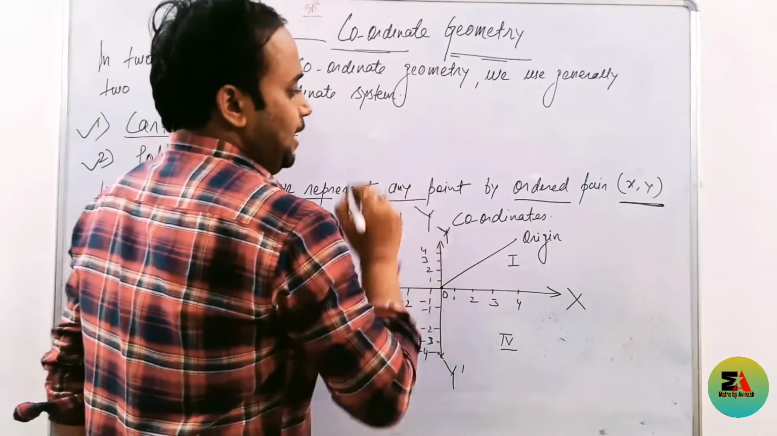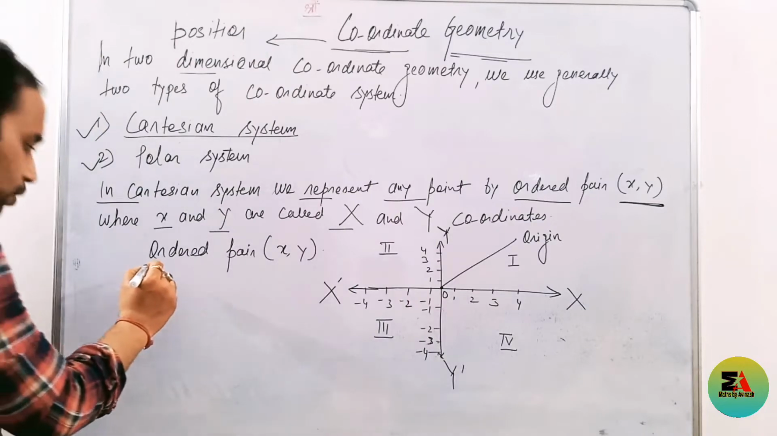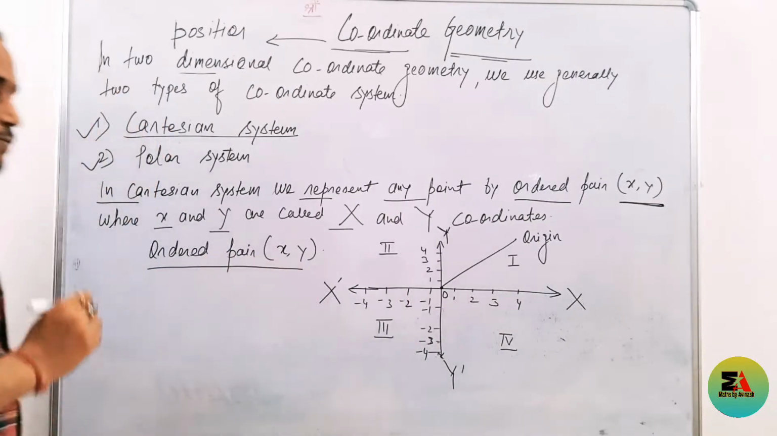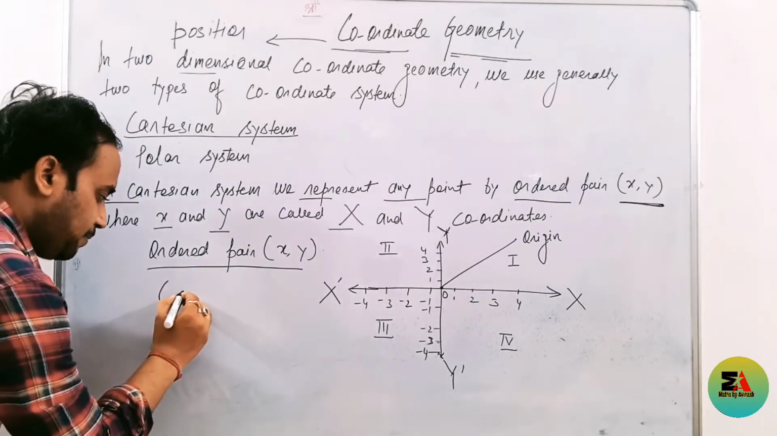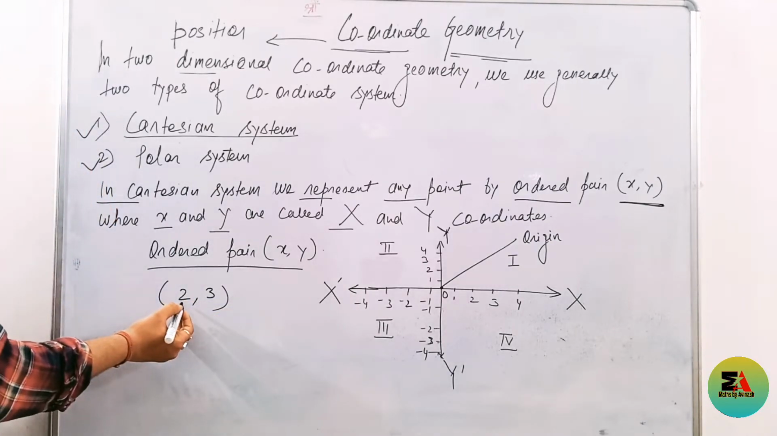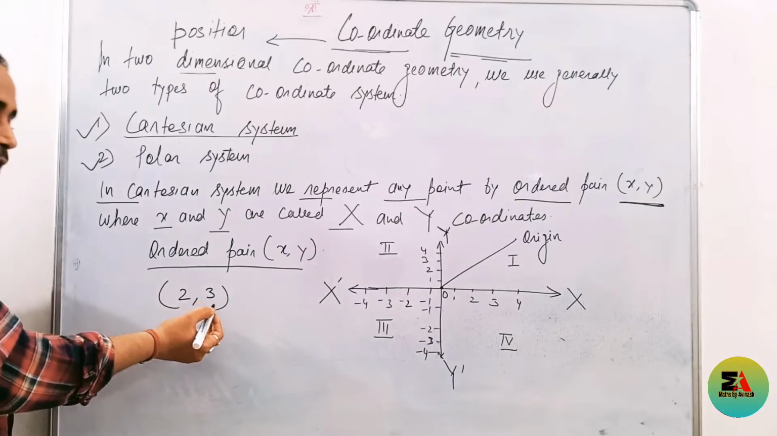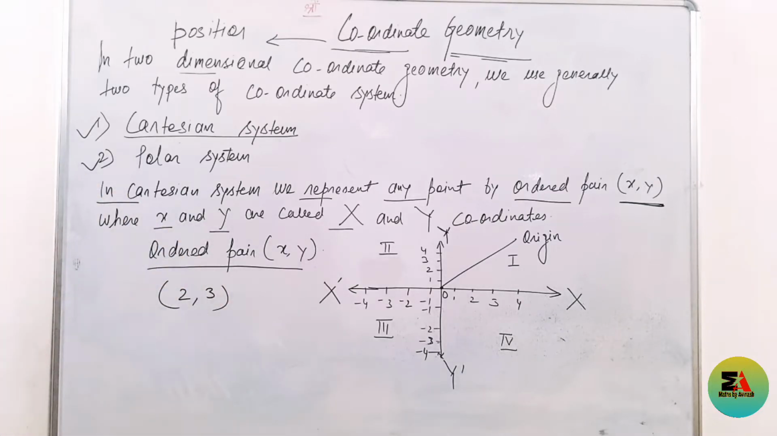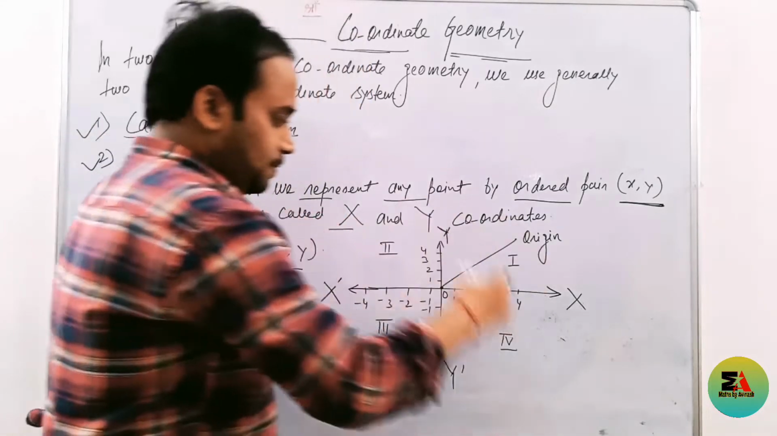Where x and y are the x-coordinate and y-coordinate. See, the ordered pair is always represented by (x, y). Suppose we have taken certain values (2, 3). In this, the value of x will be 2 and the value of y will be 3. This is an ordered pair. Now, we can discuss from this.